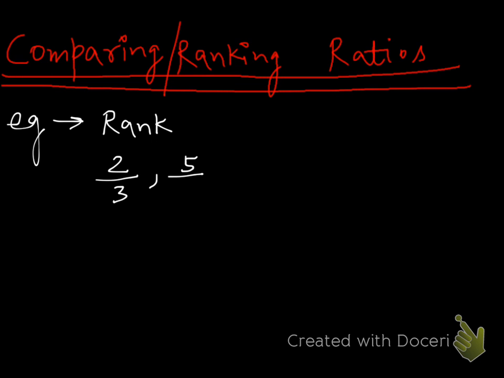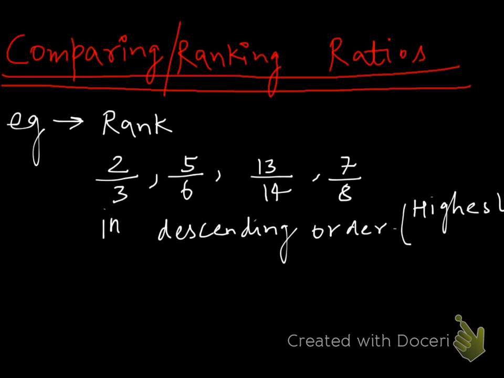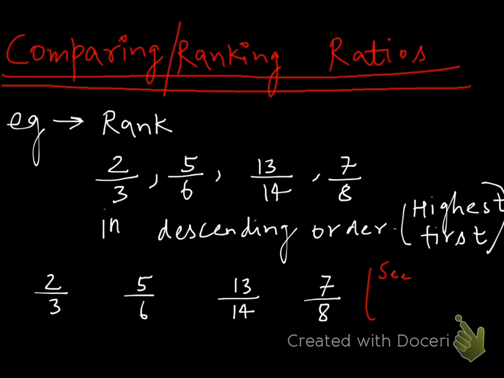Let's say 2:3 is a ratio, 5:6, 13:14, 7:8. Let's say I want to rank them. Which one is the highest? And then moving on to the lowest one. I want to write them in descending order, which means the highest first. I'm writing down these numbers again. So what I'll be doing is I'll see the difference between the numerators and the denominators of each fraction, of each ratio.